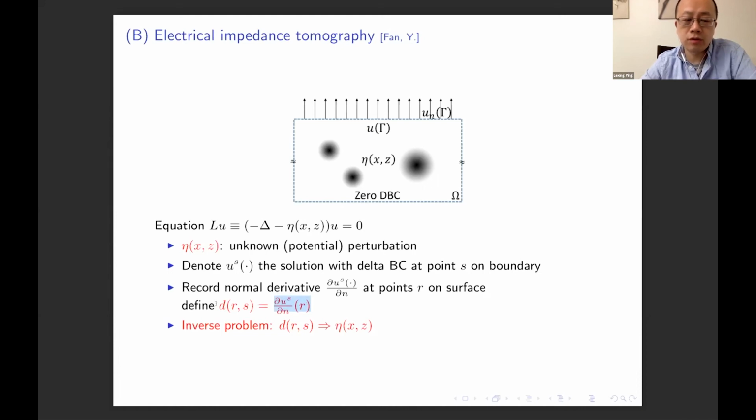Now, if you iterate over all the possible source directions, that again gives you a function with two variables, and that is called the Dirichlet-Neumann map, and that's my D. So the inverse problem that I'm trying to solve is: suppose I have a discretization of the Dirichlet-Neumann map. How can I discover the interior property?